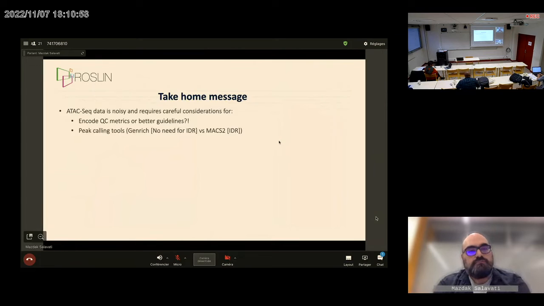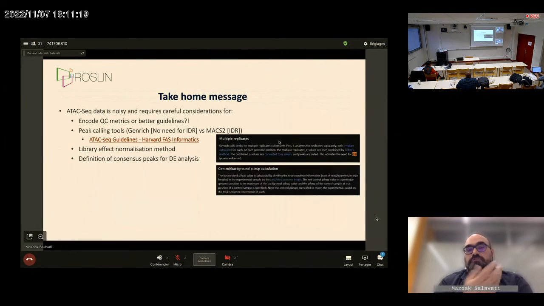ATAC-seq data is quite noisy and requires very careful consideration on how we do the metrics that we consider to be a guideline for standard metrics. And specifically, the tool itself might have an effect. We don't know yet. I haven't actually done a comparison to see if there's a difference or not. But for example, for the reproducibility measure of the IDR, these are very different from each other. I would refer you to, for example, a guideline from Harvard University, the FAS Informatics, that explains in detail why Genrich and MACS2 are such different pairs of software when it comes to peak calling.